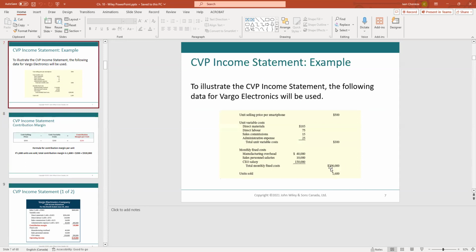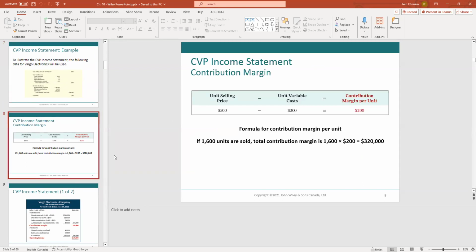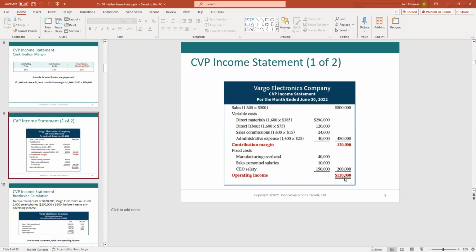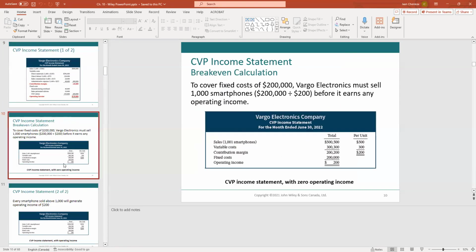Is $320,000 enough to cover our fixed costs? Yes, it is. In fact, it's going to give us $120,000 more. So we can enjoy it. As you can see, $120,000 more. Now the question is, what is our break-even?